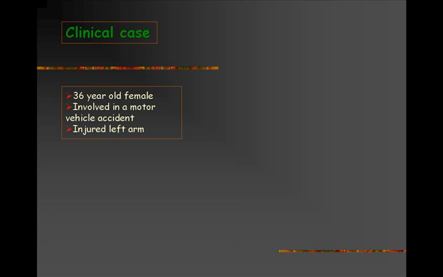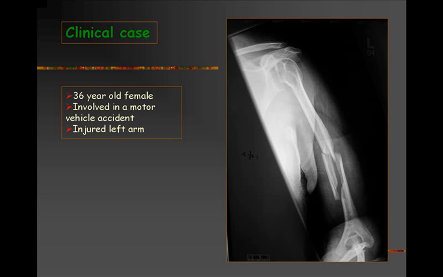Our next clinical case is of a 36-year-old female who was involved in a motor vehicle accident and injured her left arm. This is the X-ray of the humerus, which shows a fracture over the mid-third and distal third of the humerus. It is a comminuted fracture because it is in more than 2 parts. A fracture of the shaft of the humerus.